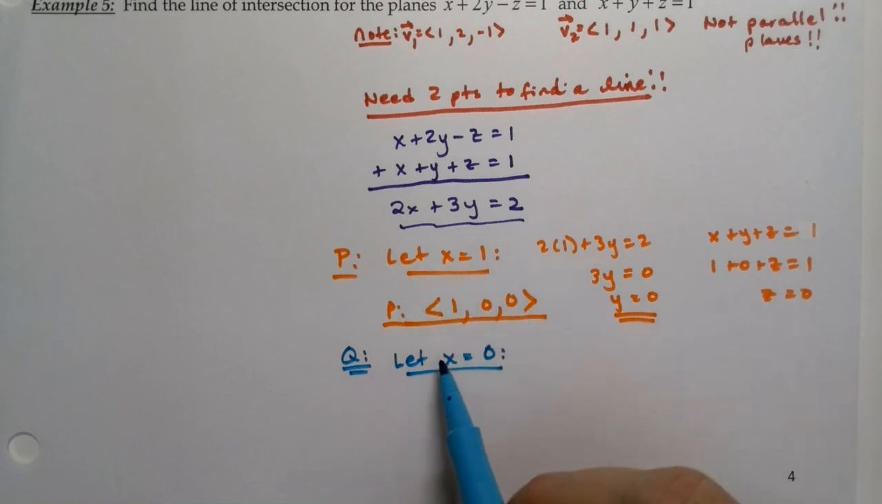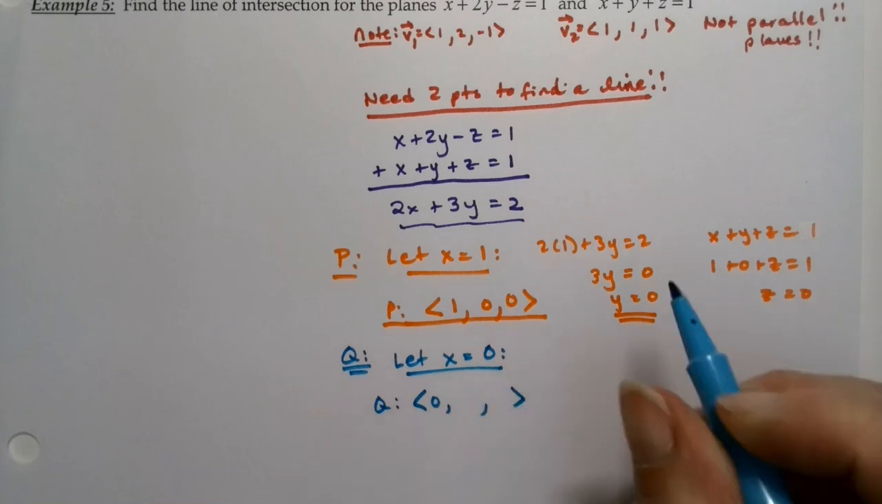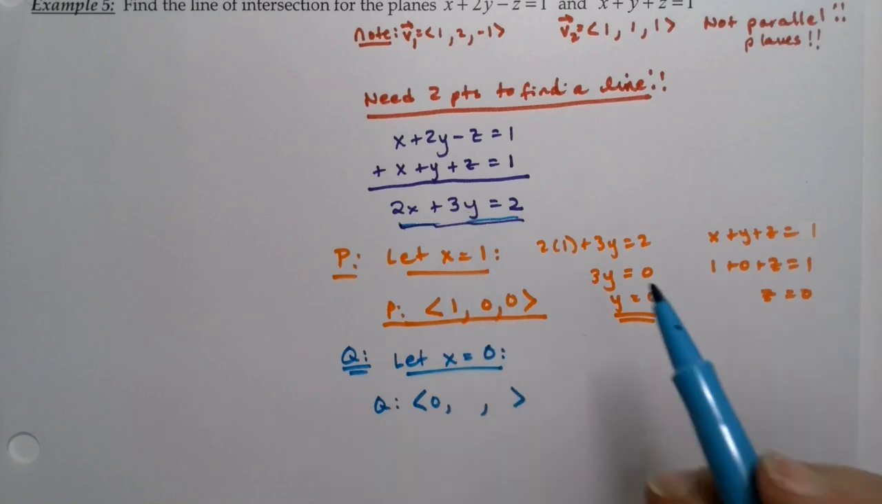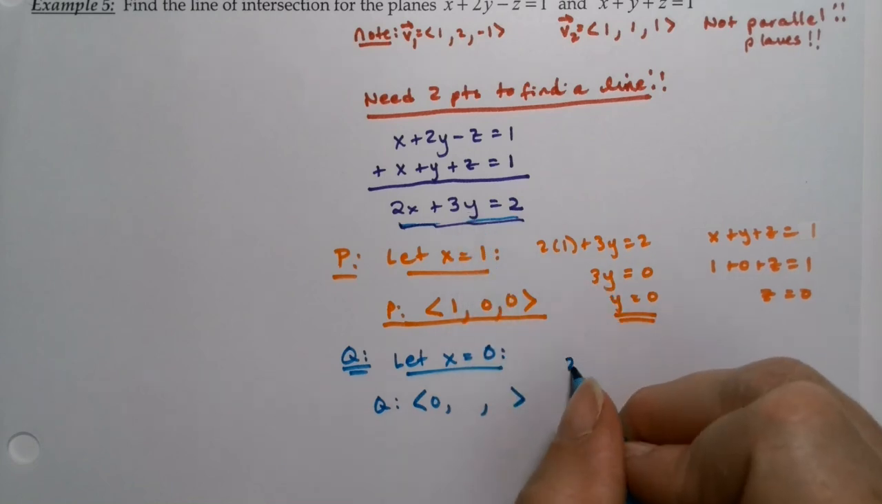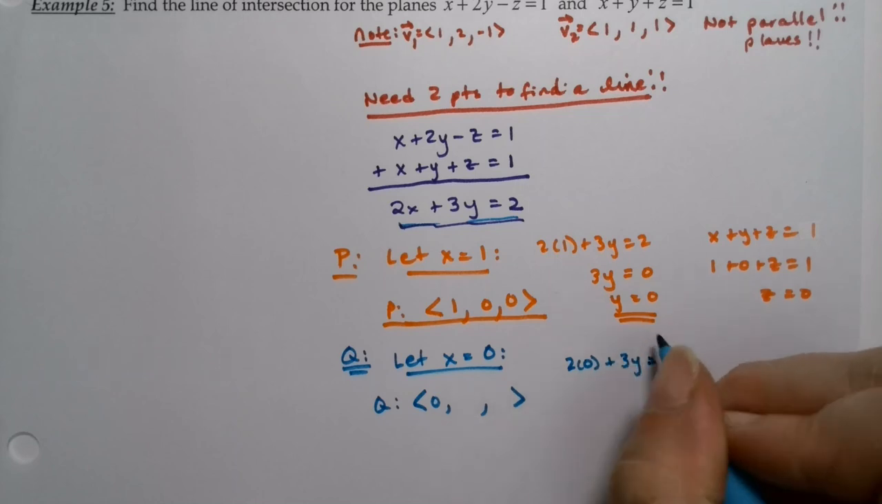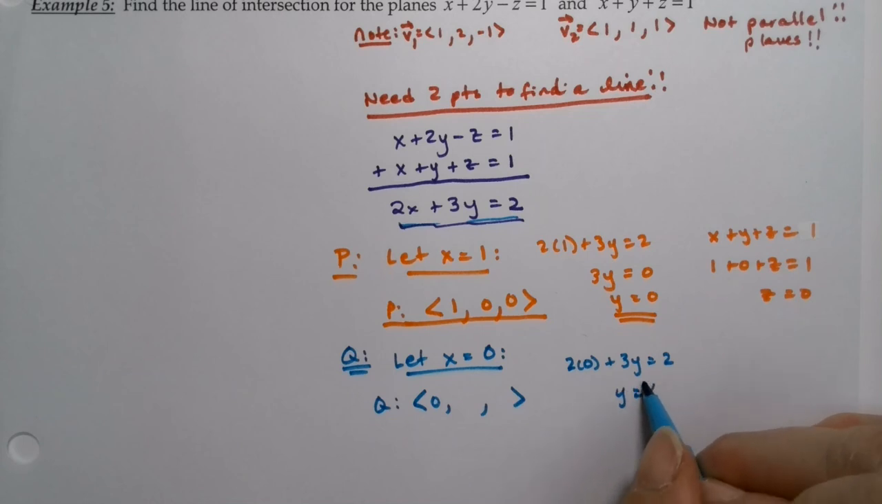All right, so if I choose 0, then I know Q is going to be 0, something, something. So now I go back into this equation here to figure out what y would be. So I'd say, okay, well then 2 times 0 plus 3y equals 2. So that means that y is 2/3.